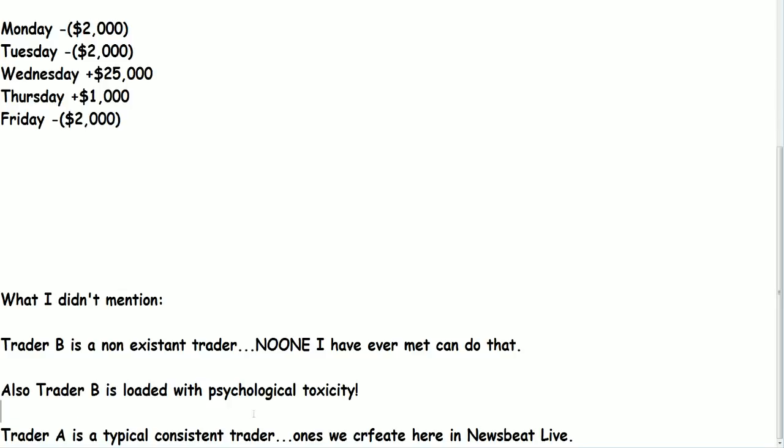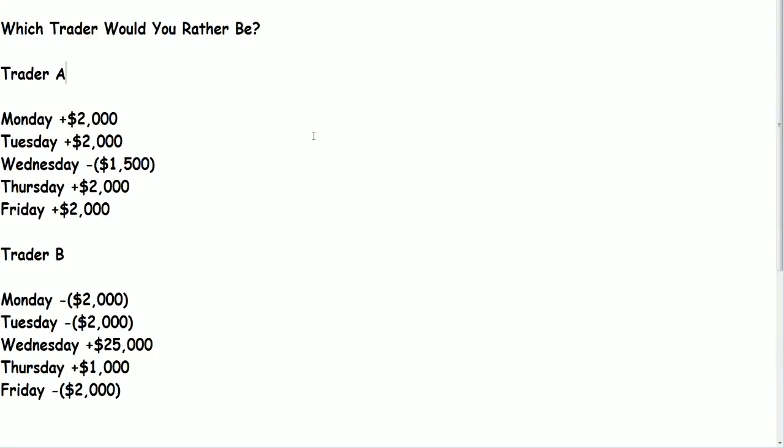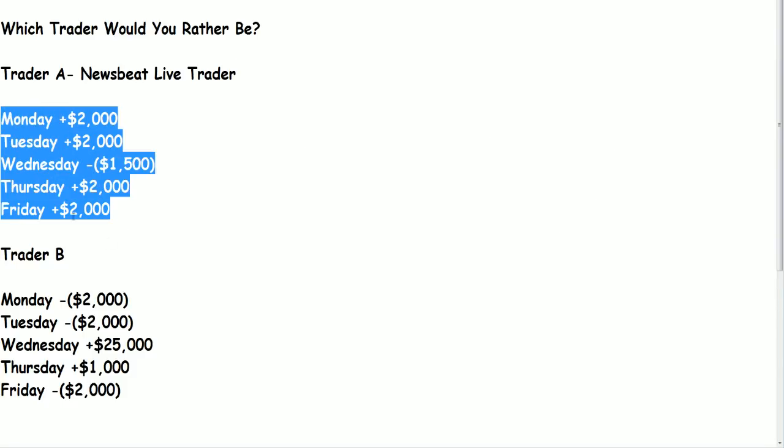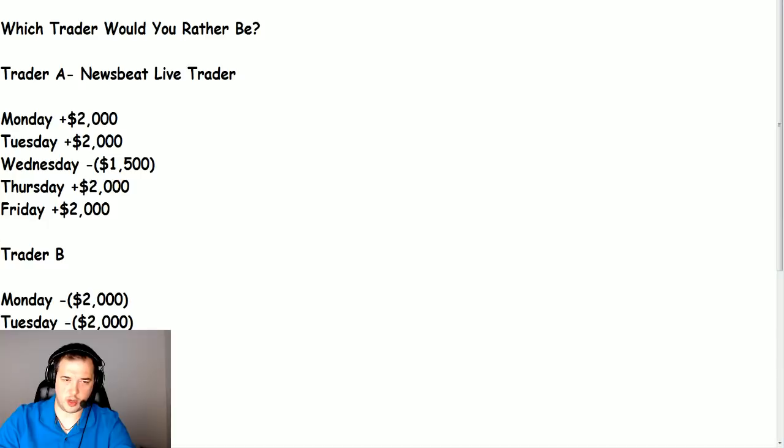Trader A is a typical consistent trader, and those are the ones we create here in the Newsbeat live room. Those are the types of traders we create here in the Newsbeat live room. Traders who look like Trader A. See, this is a Newsbeat live trader. This is where we try to get our traders. And hundreds of you have accomplished this. It doesn't matter whether this number is higher or lower, the point is the number for you. Just the consistency where you're making like 4 out of 5 days. That makes sense to me. That is the type of consistency that we offer here.